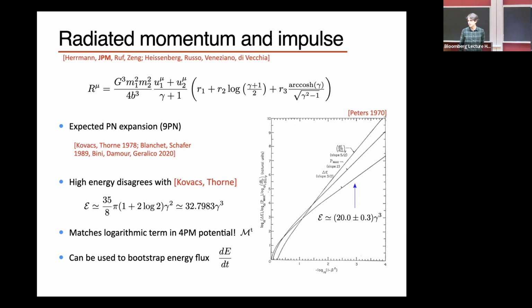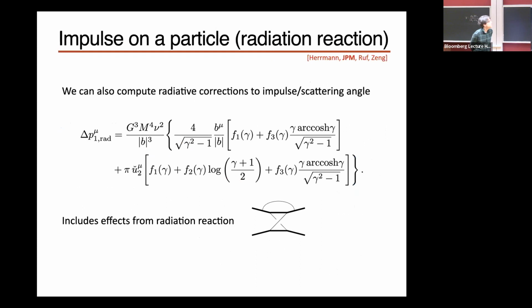Okay, so this is one thing. We can also compute radiation reaction effects for the impulse, say, of the two particles, or the scattering angle, basically how much the trajectory is bent. And I'll tell you at the end that this is related to other observables for the binary, like the periastron advance or the frequency of it. So this is also some result.